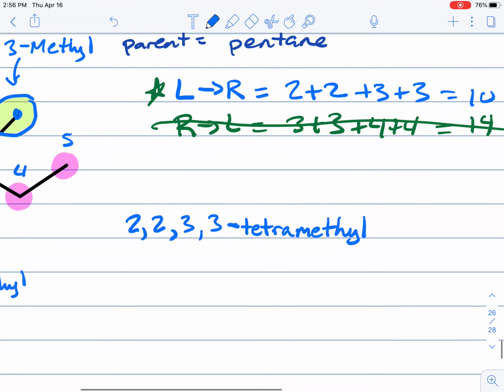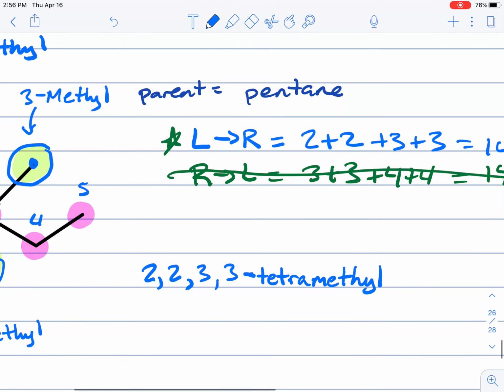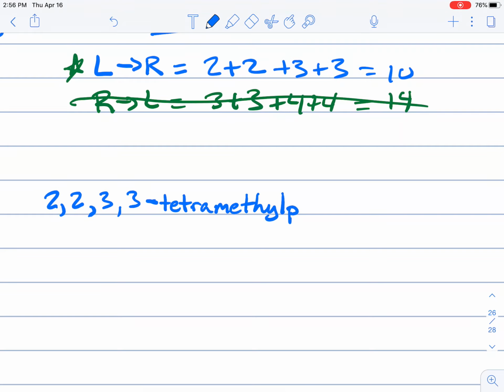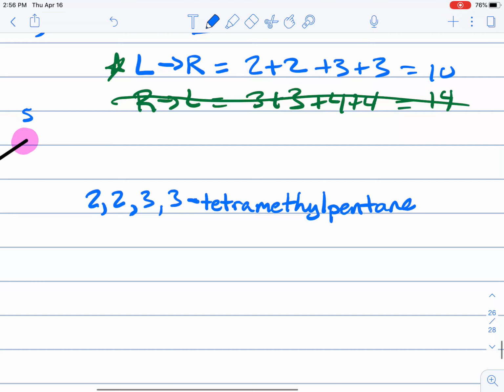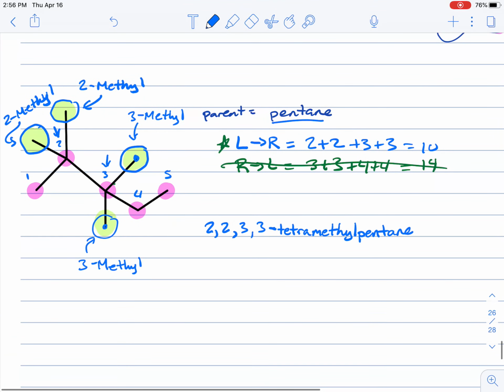Okay. And then finally, my parent name, now that I've named all of my substituents, is going to be pentane. Okay. So that would be the answer to this problem.